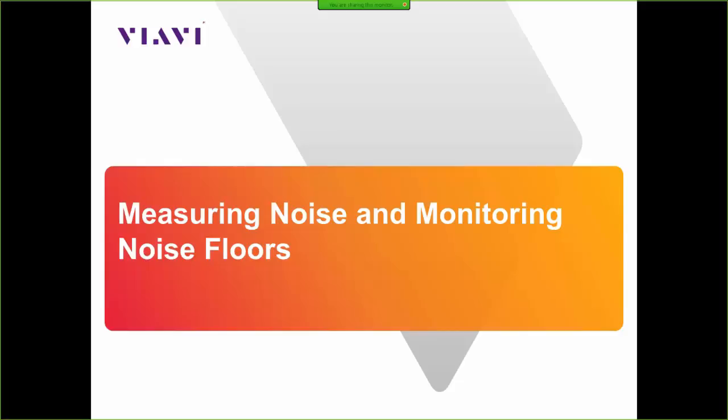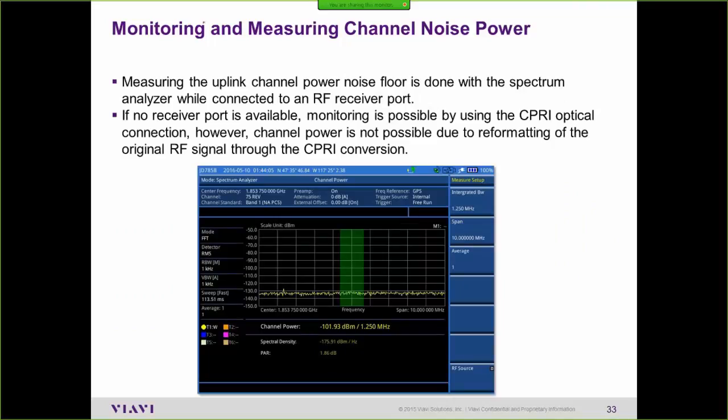Now, unfortunately, in CIPRI, you can't measure channel power because the radio digitizes the signal before it sends it down to the BBU. And so you can't do a channel power measurement because it's tweaked all the power levels. It's digitized it, basically. So in that case, what you have to do, if you want to compare it, you want to look at a good sector and then compare it to the bad sector.